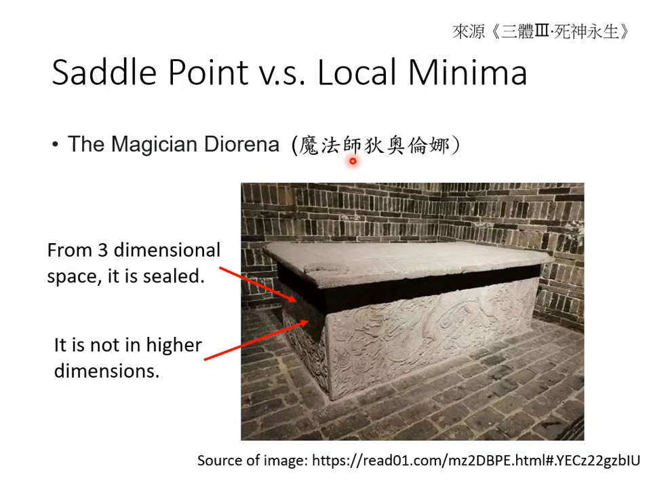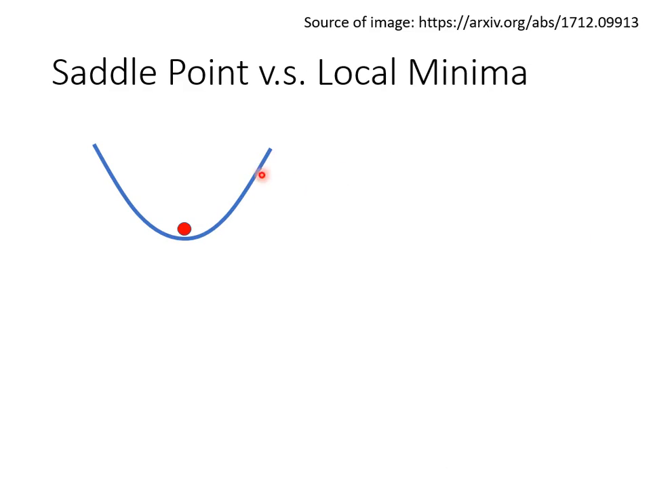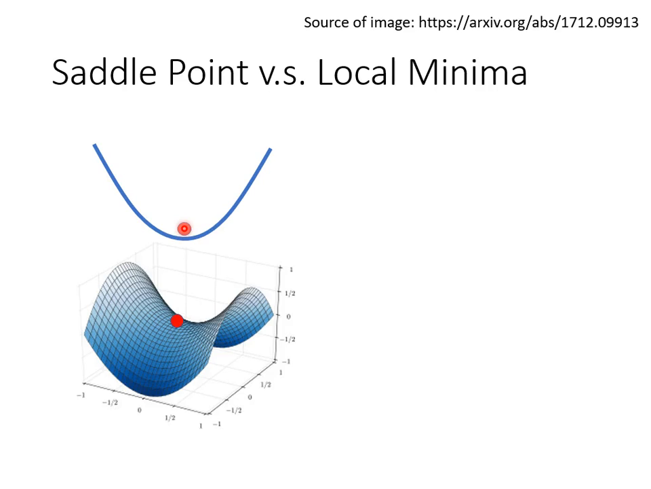Anyway, from a three-dimensional perspective, there is no way to go. There is a way to go in a high-dimensional space. Is the error surface the same? In a one-dimensional space, one-dimensional error surface with one parameter, you will feel as if there are local minima everywhere. But is it possible that when viewed in a two-dimensional space, it's just a saddle point?